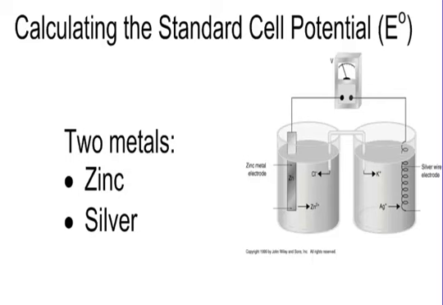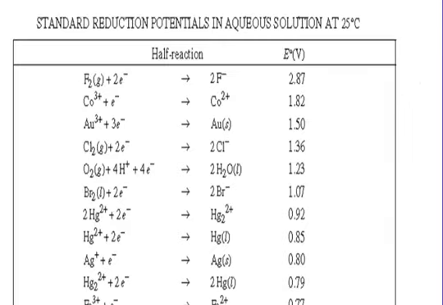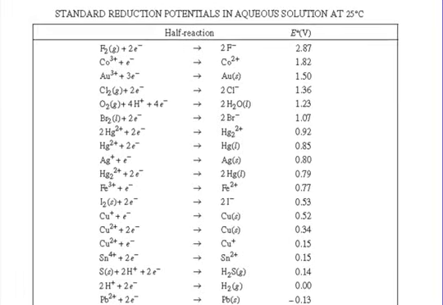This is similar to what you saw on the first vodcast, but I'm going to actually show you how I got those half reactions, and how we're going to get what we call the voltage or the standard cell potential. In order to do this, we have to go to the standard reduction potential chart, that chart that's often on the back of your periodic table.